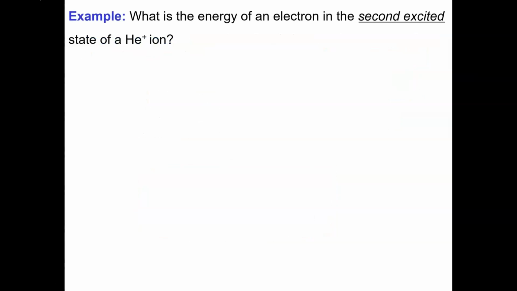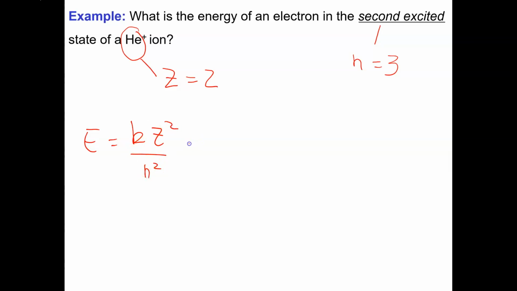So here we go. It says, what is the energy of an electron in the second excited state of a helium atom? So I have to go to the periodic table and find Z for helium, and it's pretty easy. It's 2. And then it says the second excited state, so that corresponds to n equals 3. So E equals k, the Rydberg energy, times Z squared over n squared, and now I am good.